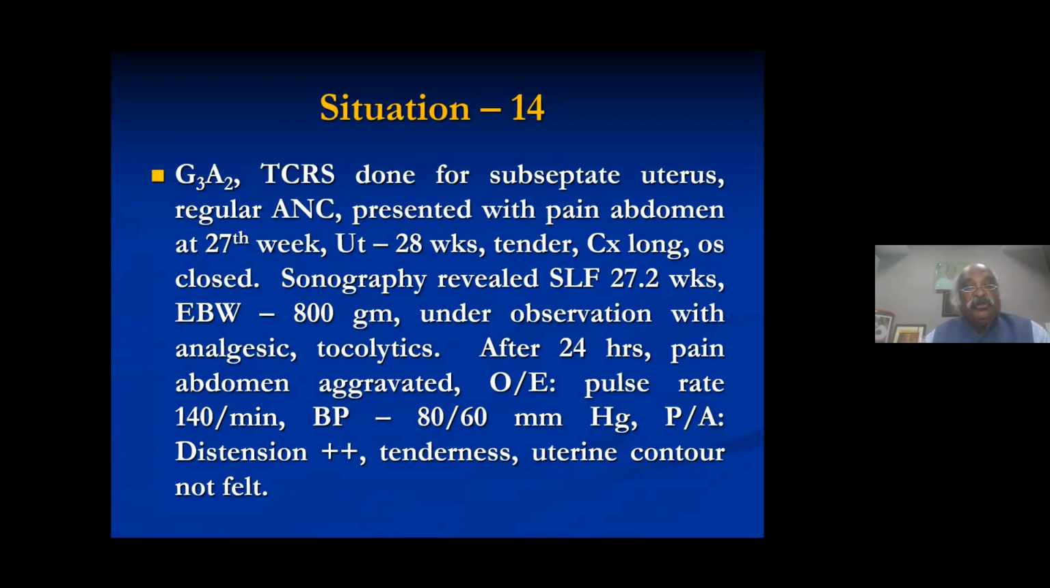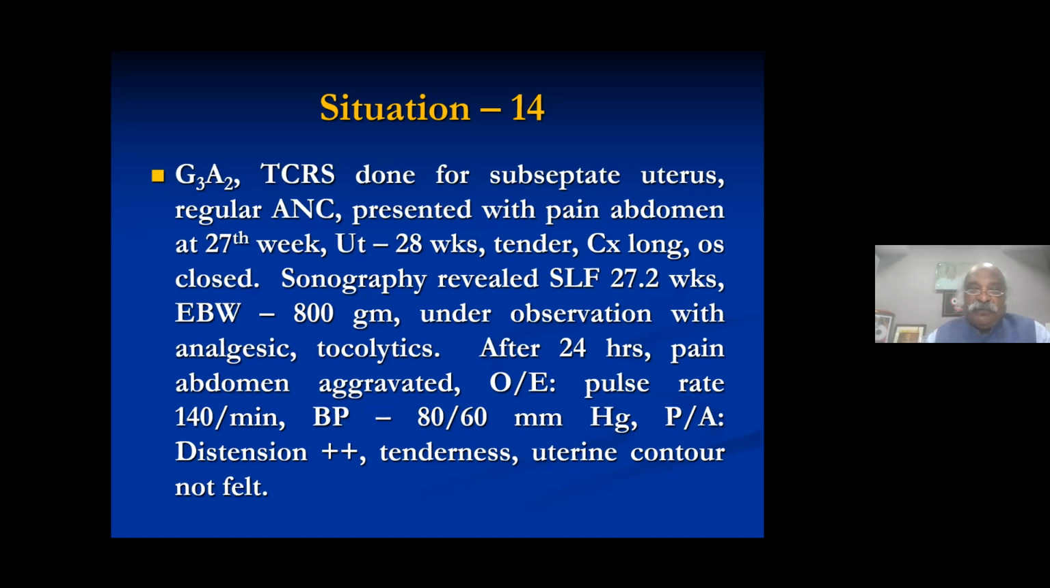Third gravida, abortion 2, TCR done for subseptate uterus, septum resection, irregular ANC, presented with pain abdomen at the 27th week. Uterus was 28 weeks, tender, cervix long, os closed. Sonography revealed a single live fetus, 27.2 weeks, estimated birth weight 800 grams. Under observation with analgesics and tocolytics, after 24 hours, pain abdomen aggravated.